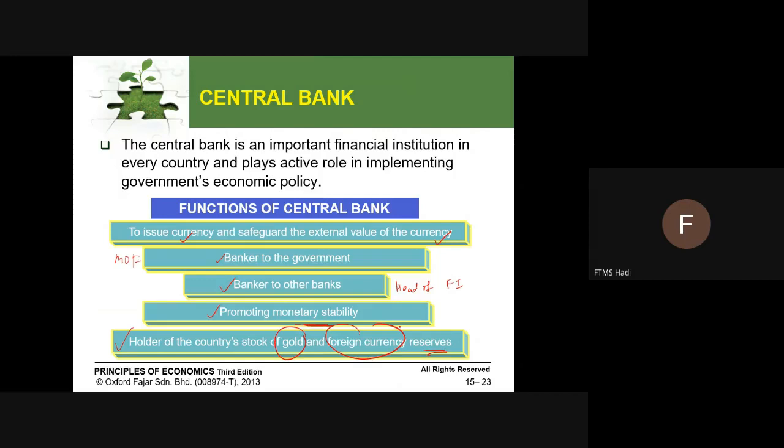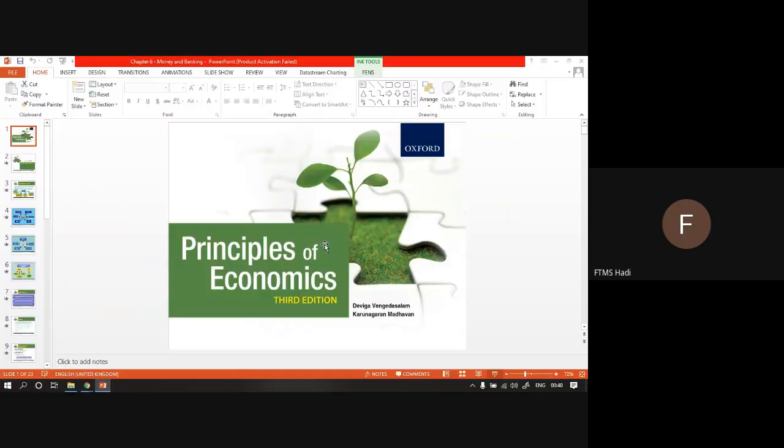So the central bank is more on spearheading financial institutions. They need to have a strong system. Otherwise, the national economy will become quite hectic. All right, so that's all for chapter 6, which is money and banking.